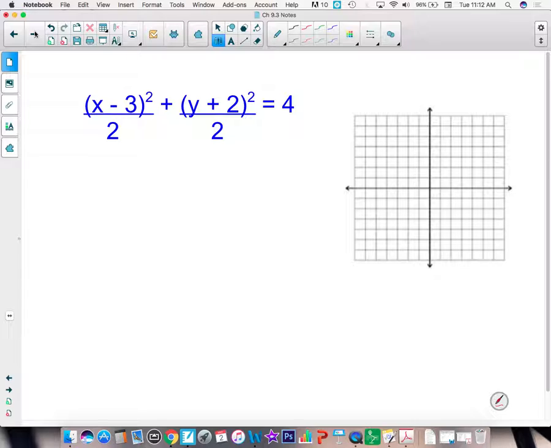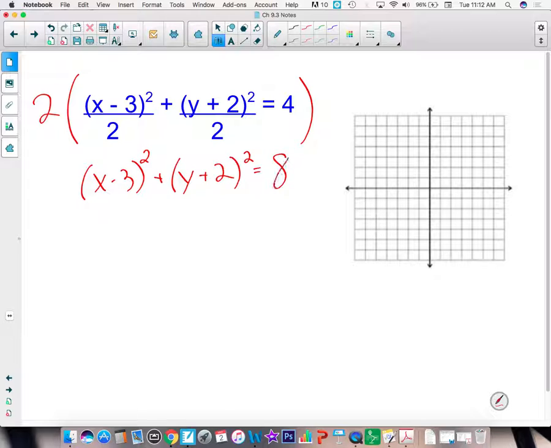So what can I do to this equation to make it look like the equation of a circle? Multiply by 2. Good. Why do you want to multiply by 2? Right, it eliminates my fractions. So if I take everything times 2, the whole thing, the 2 on the outside cancels here, so I get (x minus 3) squared, and (y plus 2) squared equals 8. You have to multiply everything in the equation. Now it looks like a circle.